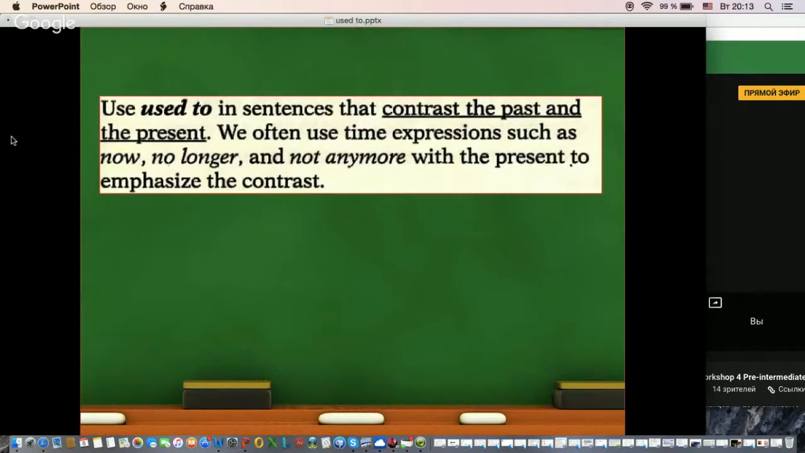And we often use time expressions such as now, no longer, and not anymore with the present to emphasize the contrast. И также во второй части предложения, как правило, мы используем такие фразы, как "сейчас" или "более не", чтобы лишний раз поставить ударение на разнице между тем, что было ранее, но сейчас не является правдой.